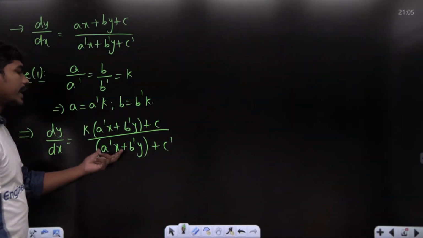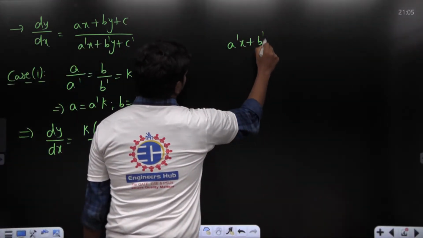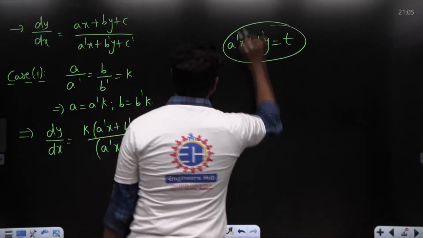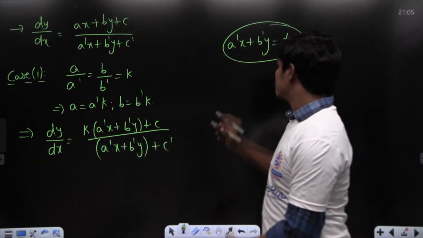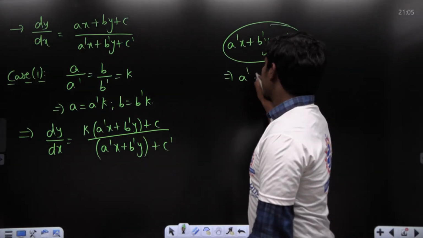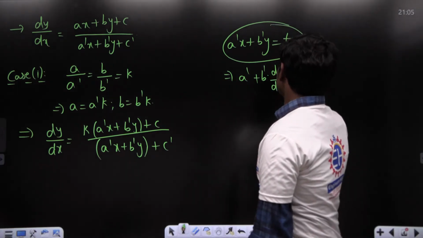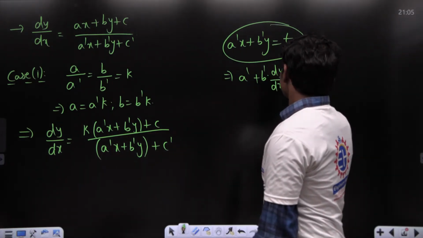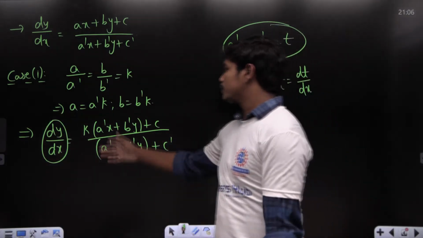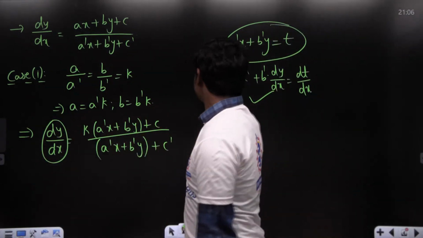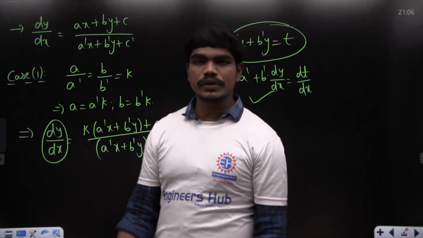Now by taking this a dash x plus b dash y equal to some variable t, if you differentiate, a dash plus b dash into dy by dx is equal to dt by dx. So you can substitute this dy by dx in terms of dt by dx, and also replace this a dash x plus b dash y with t, then this equation gets converted to variable separable form, and then you can try to solve this.